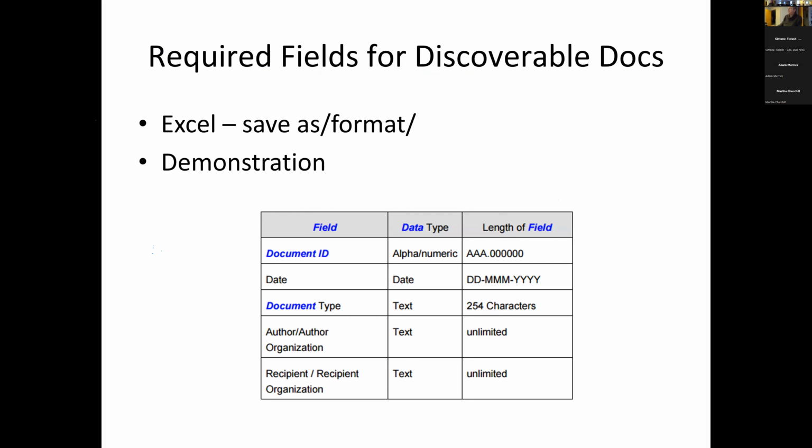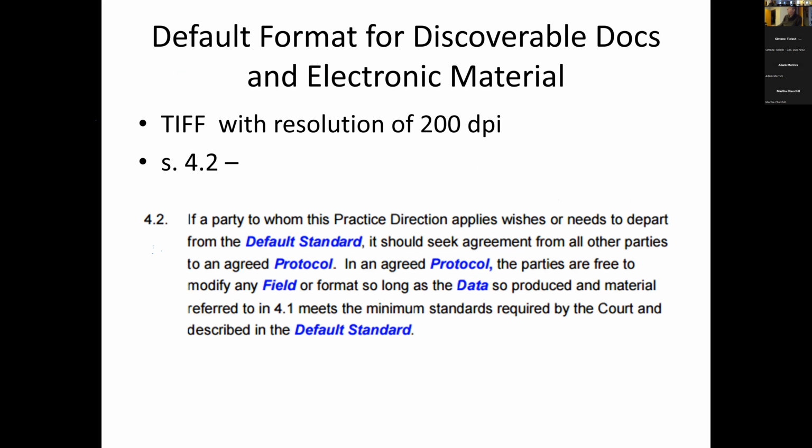Required fields for discovery. I'm not going to go through the formatting for Excel. Default format for discoverable documents and electronic material: TIFF is a type of image file when you scan things in with a resolution of 200 dots per inch. TIFF is easily convertible to standard image files, including PDF.